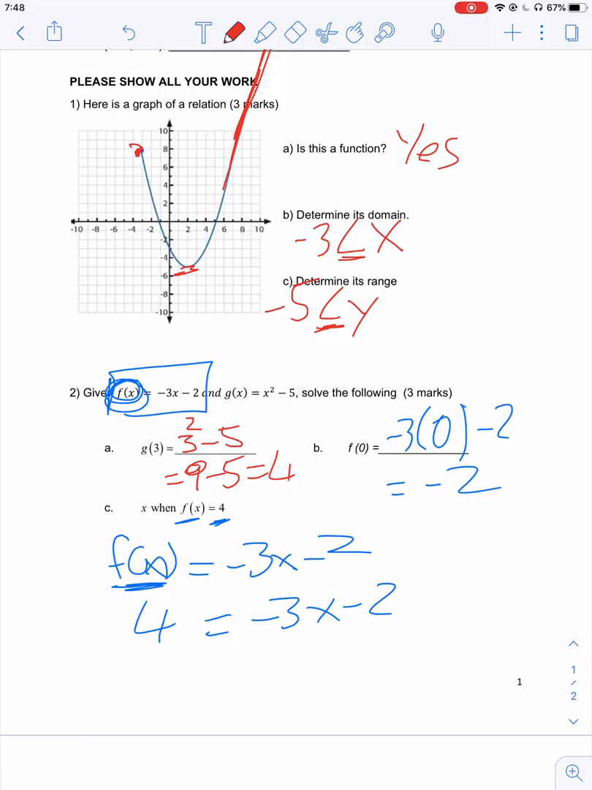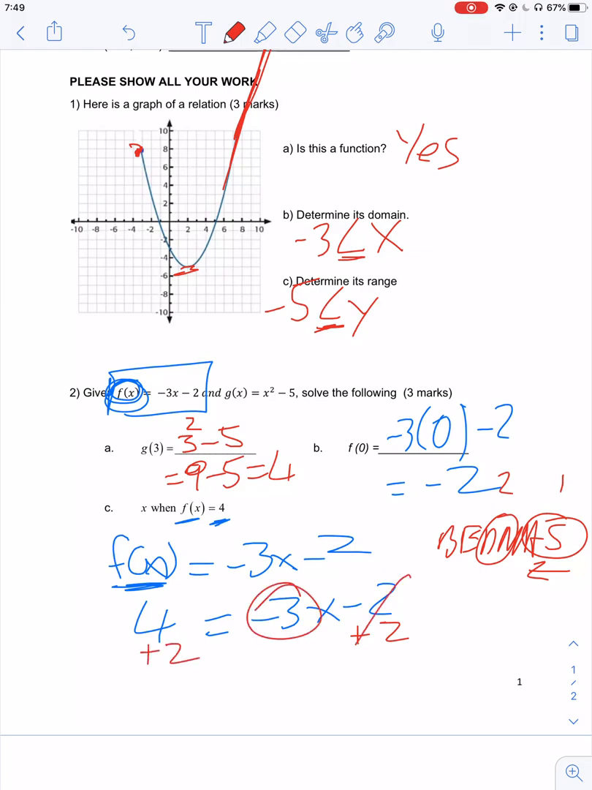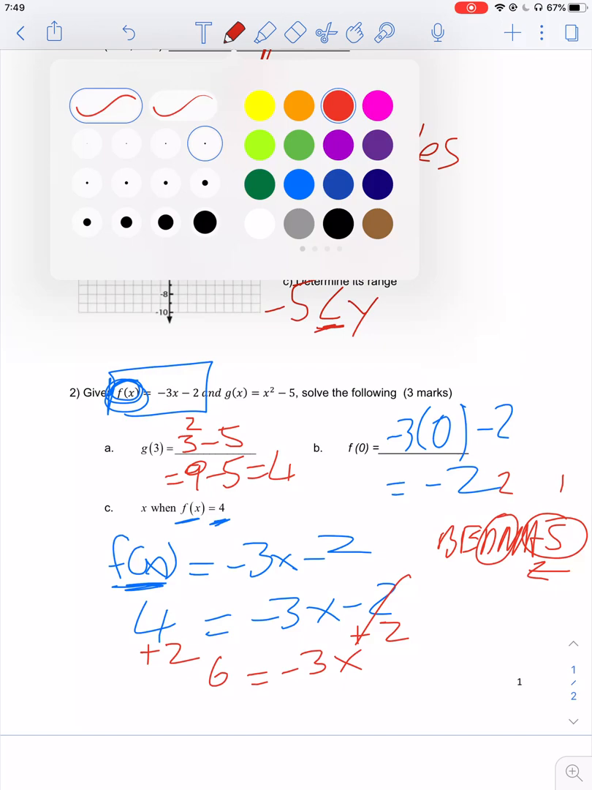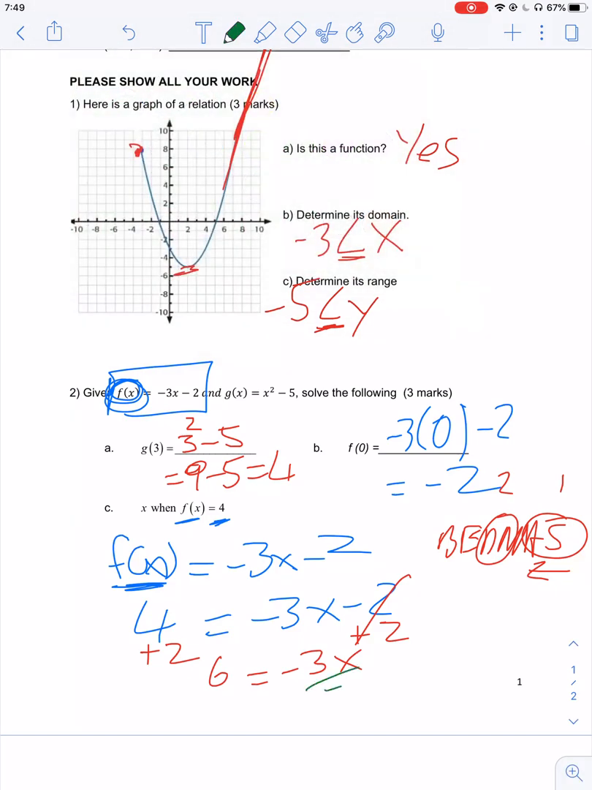So just using BEDMAS, right? Because it's algebra, you have to use this in reverse direction. So you need to get rid of addition and subtraction first before you take on multiplication and division. So I'm going to get rid of this subtraction just by doing plus 2 on both sides, right? And then I'm going to get rid of this multiplication afterwards. So this leaves me with 6 equals minus 3x. And then you can just divide by negative 3 on both sides, and x will just equal negative 2, okay?